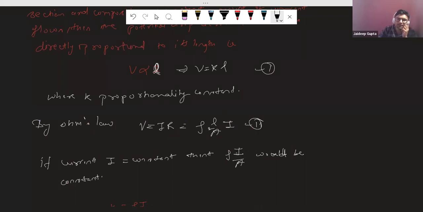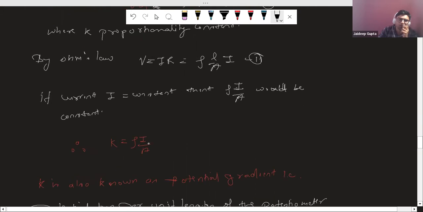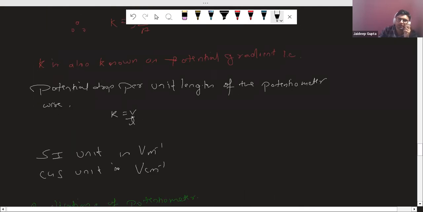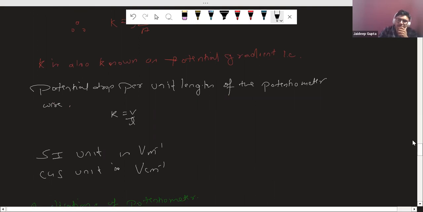So the principle states that the current is constant. So rho I over A is constant. So K value is rho I over A, where K is also known as the potential gradient. It is defined as potential per unit length. The SI unit is volt per meter, or CGS unit is volt per centimeter.